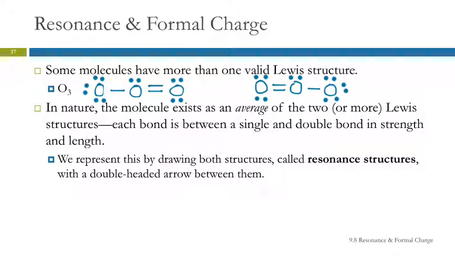So I probably should have done all this drawing down at the bottom, but I did it up here. Oops. So I'll finish it up here. So we put a double-headed arrow between the two structures, and that indicates that the true structure is sort of an average of those. We call these resonance structures. Resonance always suggested to me that the molecule was alternating back and forth between these. That's actually not what's happening.